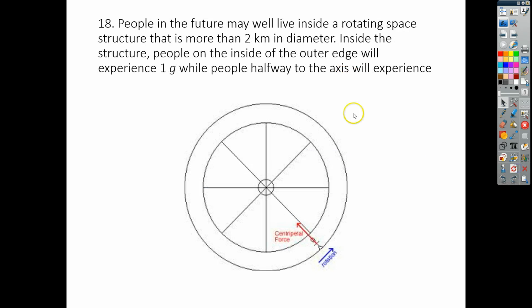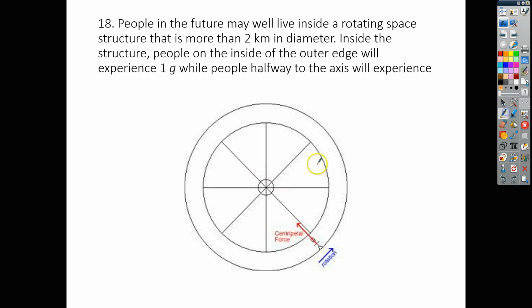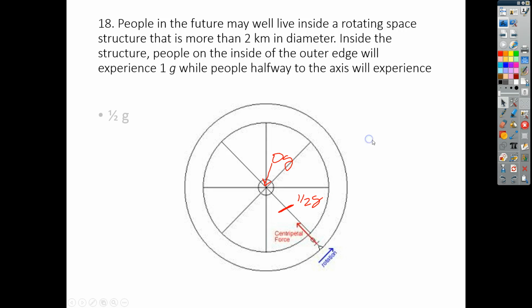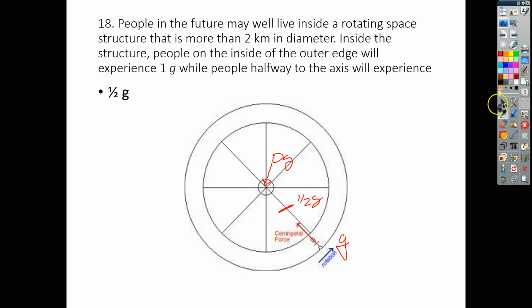People in the future, if you live inside of this thing, and it's more than 2 kilometers in diameter, people on the inside of the outer edge will experience 1G. But if you are halfway, so we said that right here at the middle it was 0G, so if you're halfway to the axis, it would be 1/2 of gravity. They say this would be really good for somebody that gets hurt. They could float into here. They'd still have a little bit, but not enough to do too much to their body, and then as they got better, they could move back out to the full G of gravity that is right here.